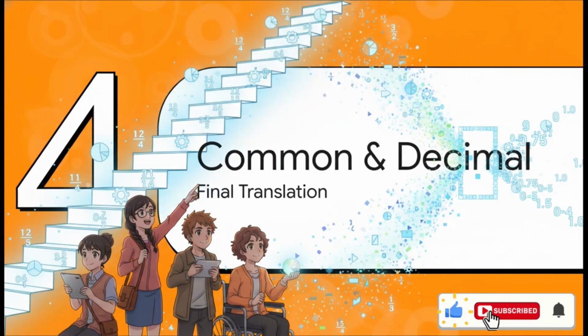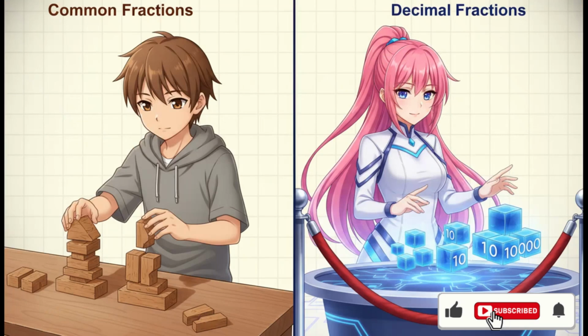This brings us to section 4, common and decimal fractions, the final translation. Okay, up until now, pretty much every fraction we've talked about, proper, improper, mixed, falls under the big umbrella of common fractions. And that just means the top and bottom are both integers, whole numbers. But there's a very special kind of VIP group of fractions known as decimal fractions. For these, the bottom number, the denominator, is always a power of 10. Think 10, 100, 1,000. And because of that, they translate flawlessly into the decimals we use every day.